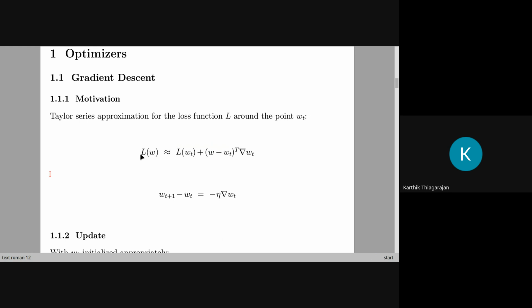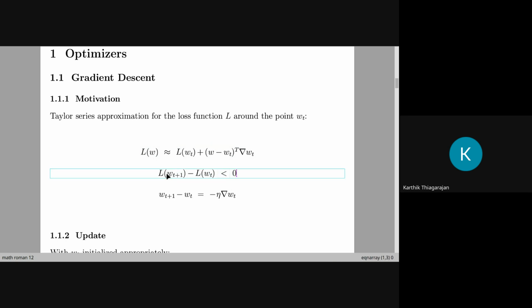If you want to now decrease the loss, decreasing the loss means what? L of W should be smaller than L of WT. So what do we want? We want L of W minus L of WT to be positive or negative. When I say W, I mean the new point, WT plus 1. So negative. You want this to be negative, right?